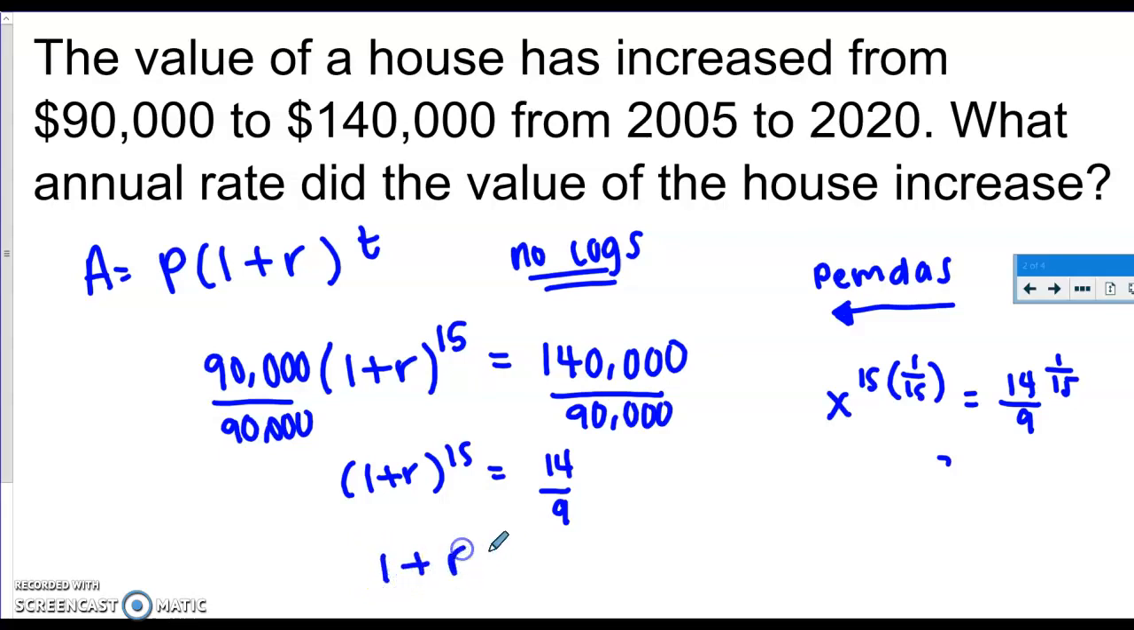So I got 1 plus r equals, and I'm almost done, so at this point I can just look at the decimal. And it looks like that's going to round to 1.03.